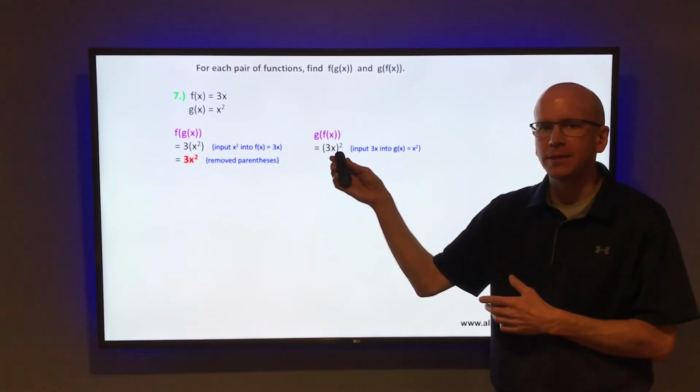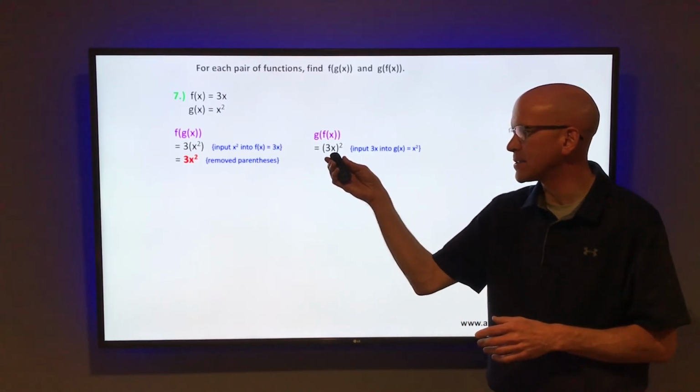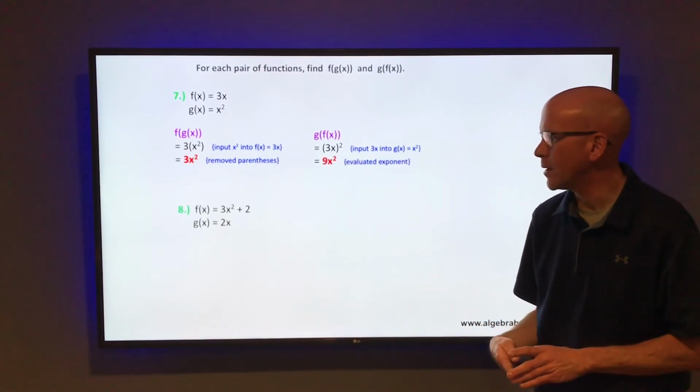3x is inside parentheses, that's squared. Now if you square 3x, multiply it by itself, or you could just square the 3 and square the x, it's going to be 9x squared.